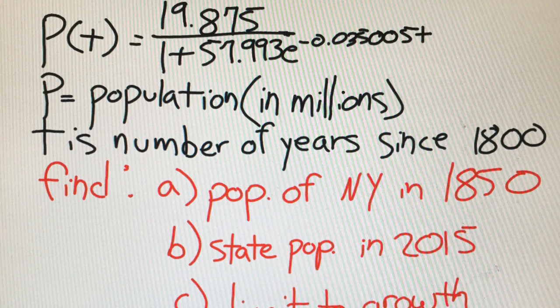This example is p of t equals 19.875 over 1 plus 57.993 e to the negative 0.035005t. For this example, we are told to find three things. A, the population of New York State in 1850. B, the population of the state in 2015. And C, the limit to growth.